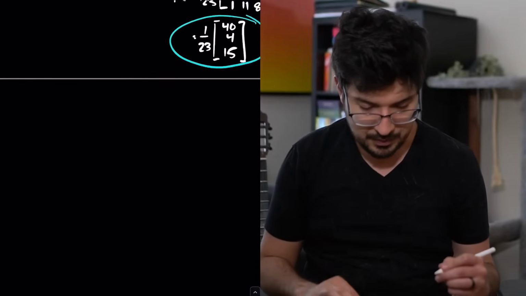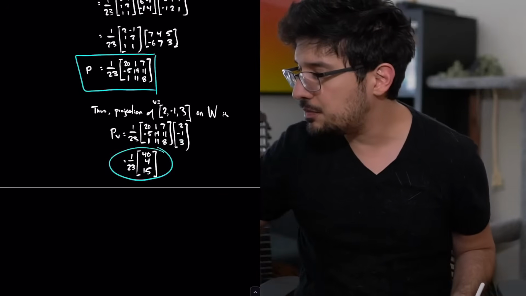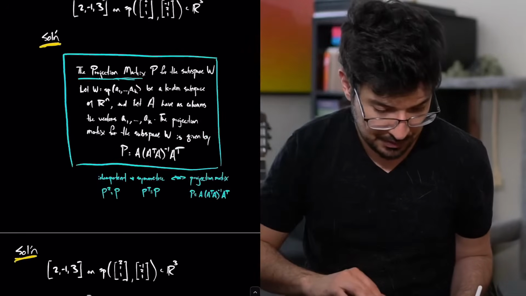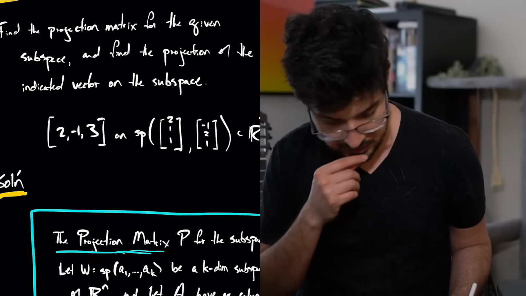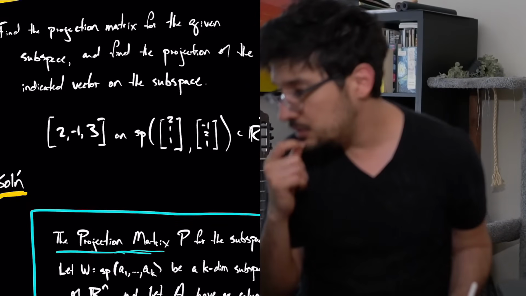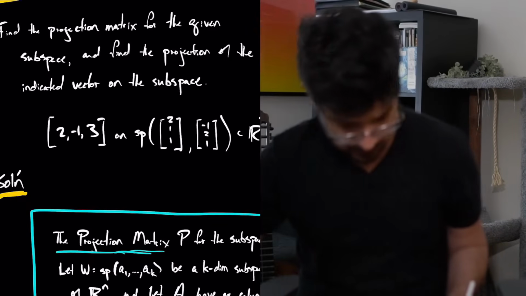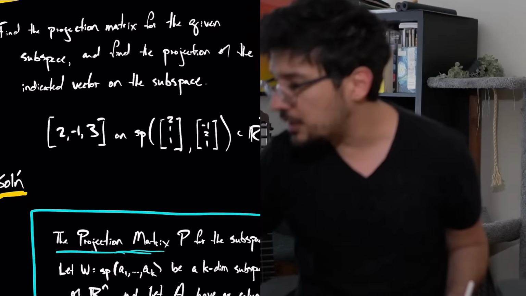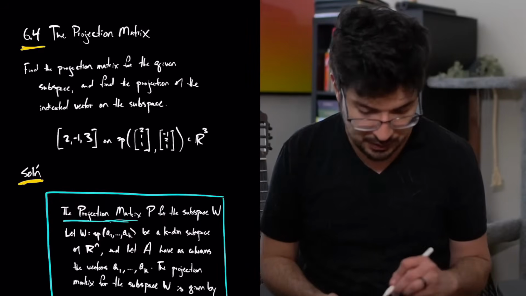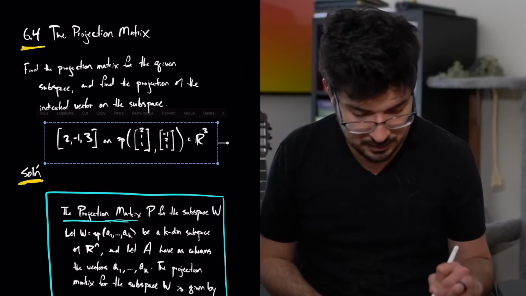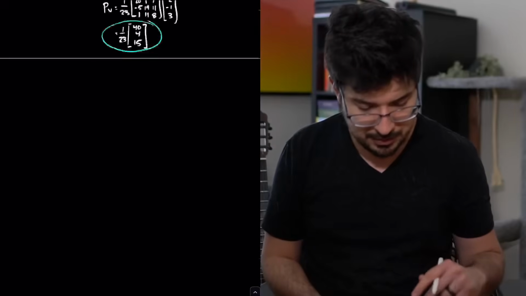Let's try again. Did I copy the wrong problem or something? Did I copy down a number incorrectly? 2, -1, 3 on 2, 1, 1, -1, 2, 1. Okay, so I copied the right numbers here. Take two. Let's see what happened.